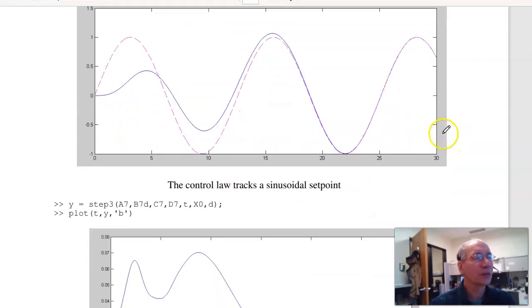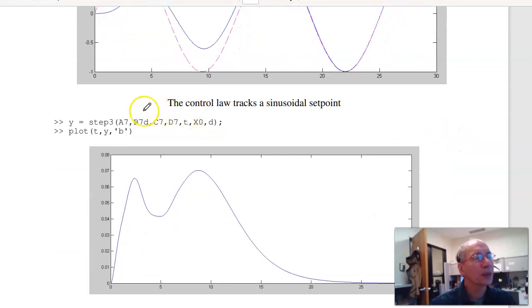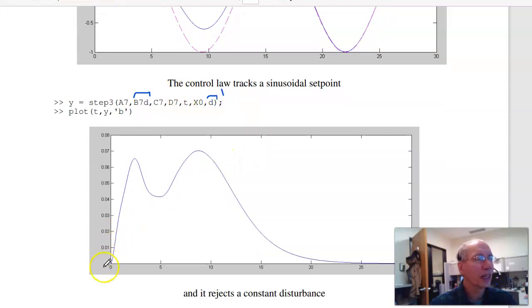So that looks good. If I feed it a disturbance, here's the B matrix with respect to D. Here's my constant disturbance. That's just a vector of 1s. It responds and then goes back to 0. Check. It rejects a constant disturbance. And from superposition, if it does each one separately, it does combinations thereof.